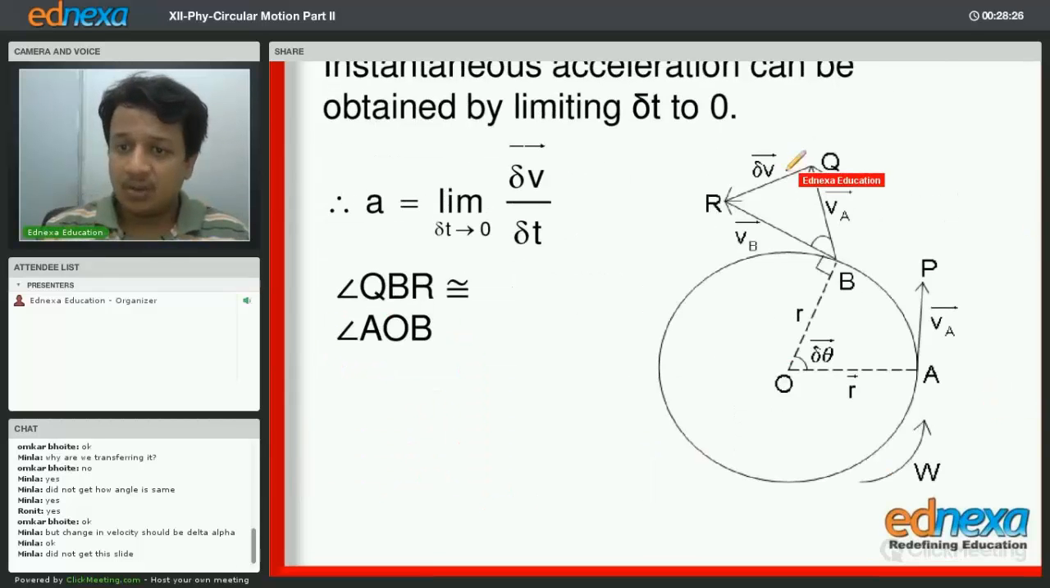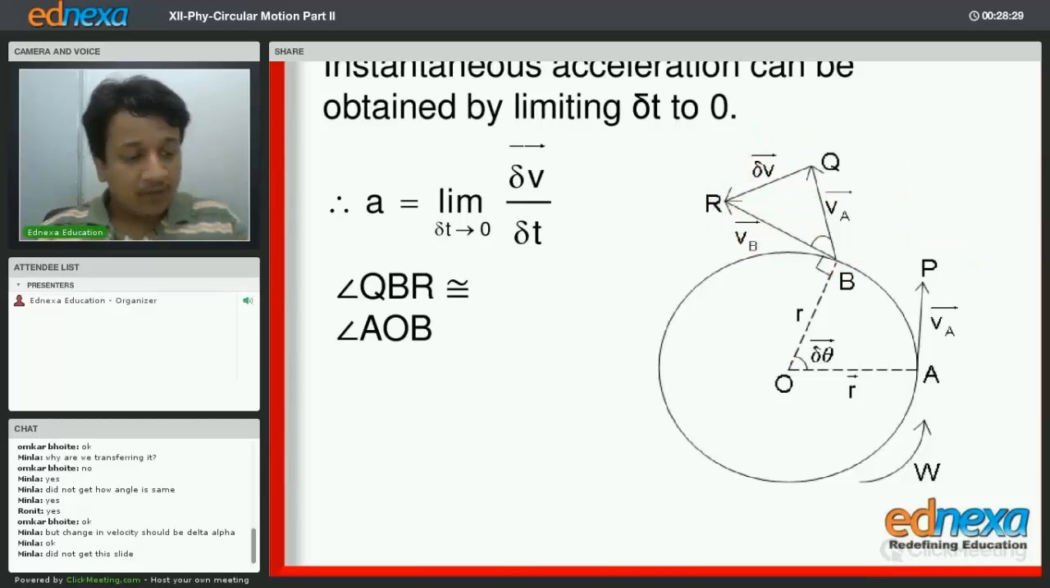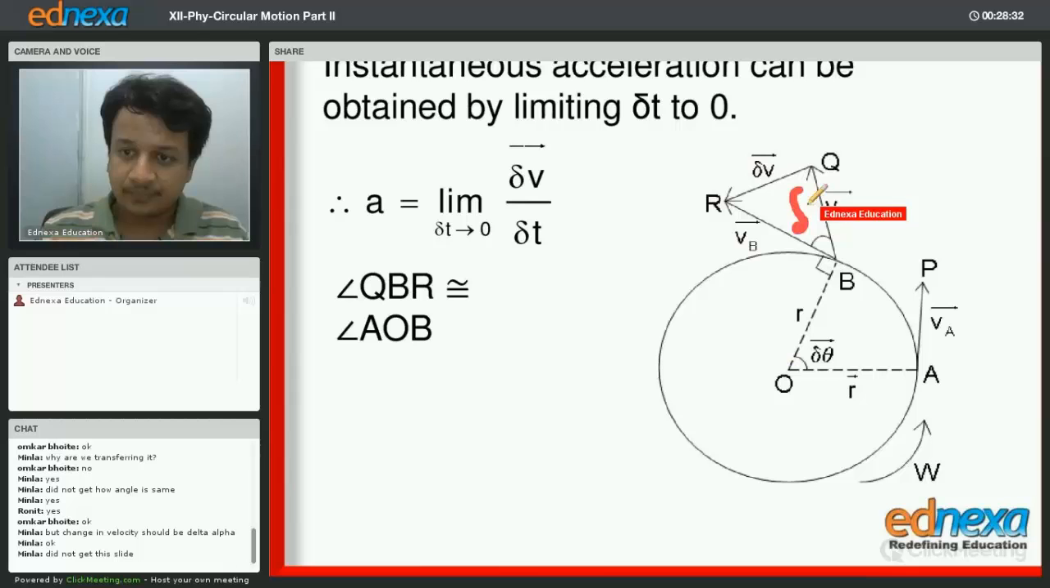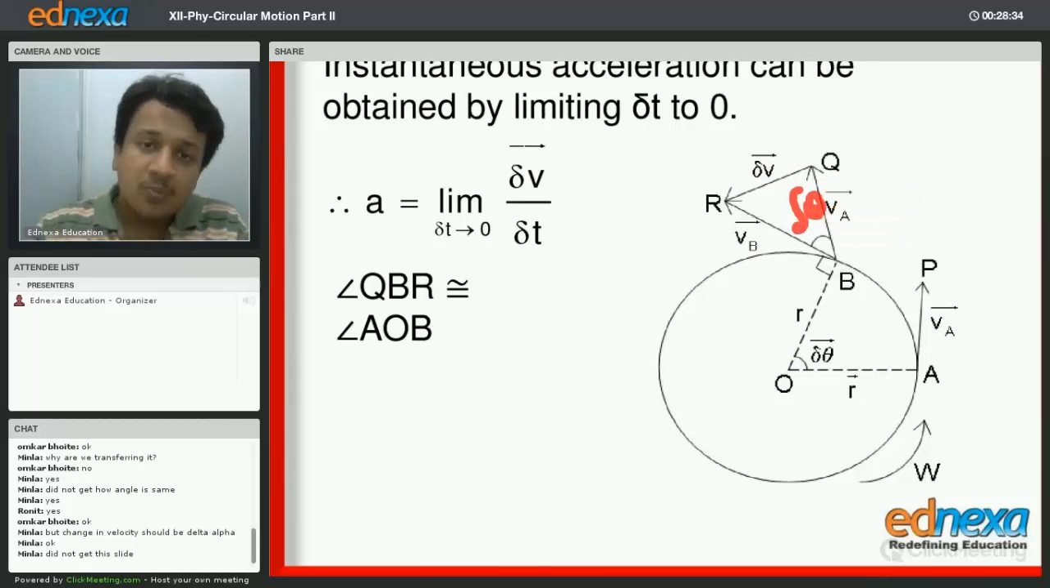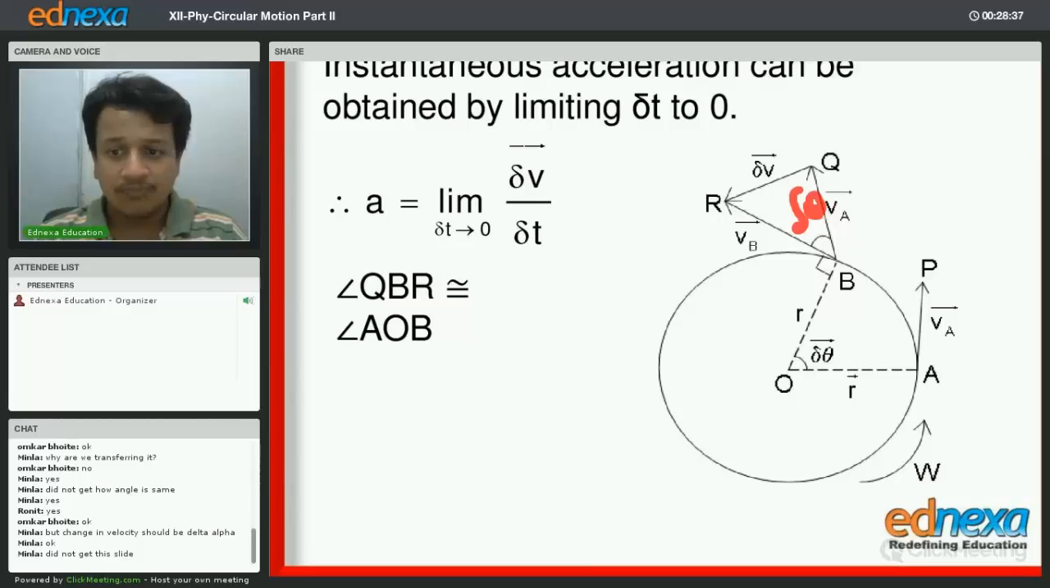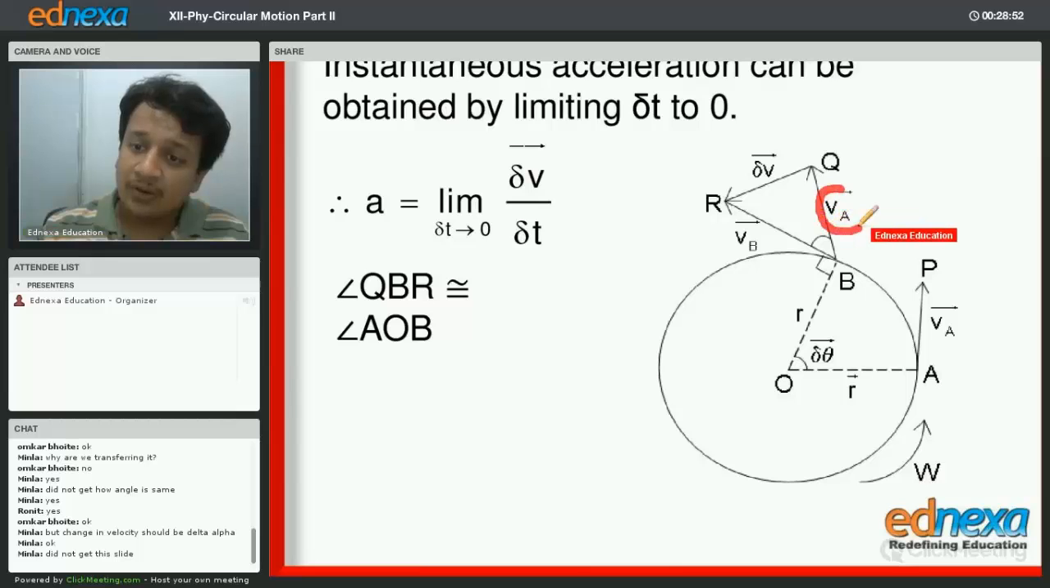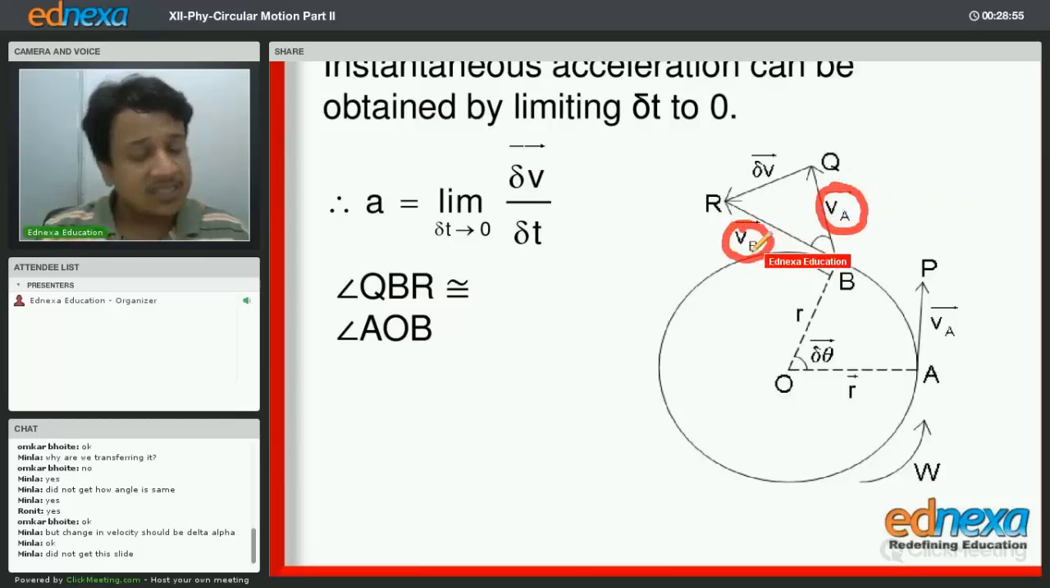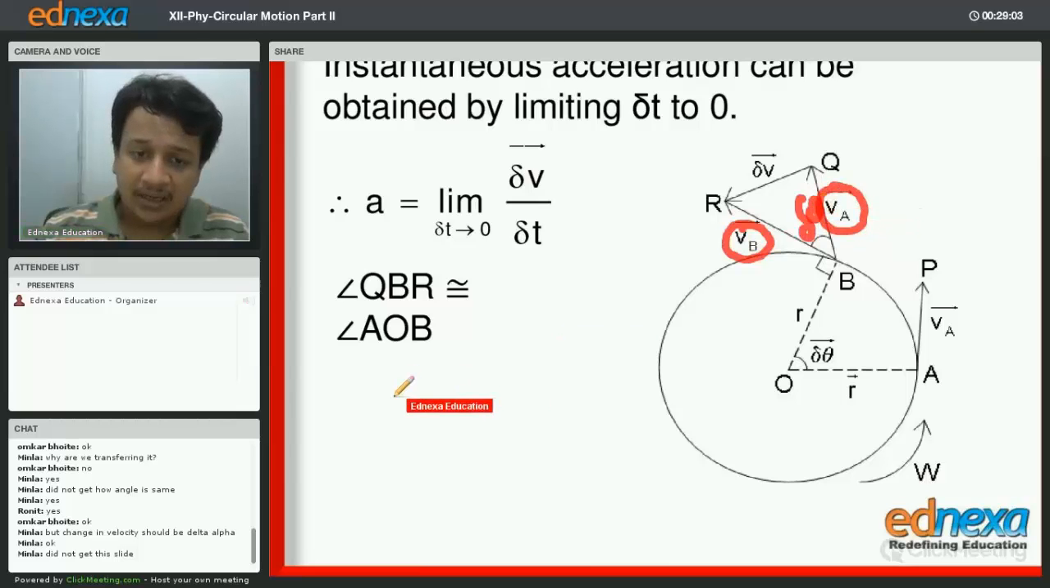Which triangle are we going to consider? Only BQR. Is it right? When we consider this, the angle is delta theta. Which motion is this? Uniform circular motion. Is it right? In uniform circular motion, the magnitude of velocity remains constant. So when the magnitude of velocity remains constant, the lengths of VA and VB are the same, or they should be the same. Is it right? So angle delta theta equals arc. Arc is delta V, no?